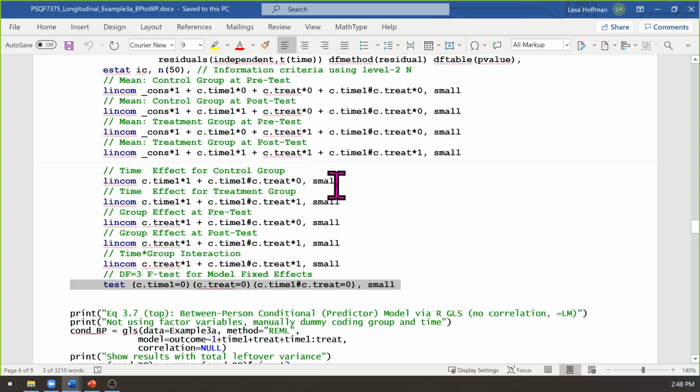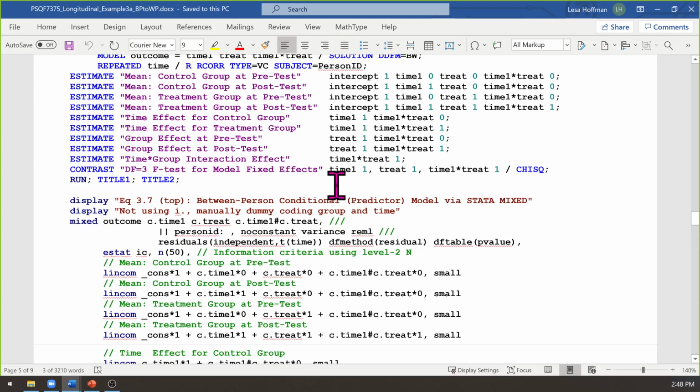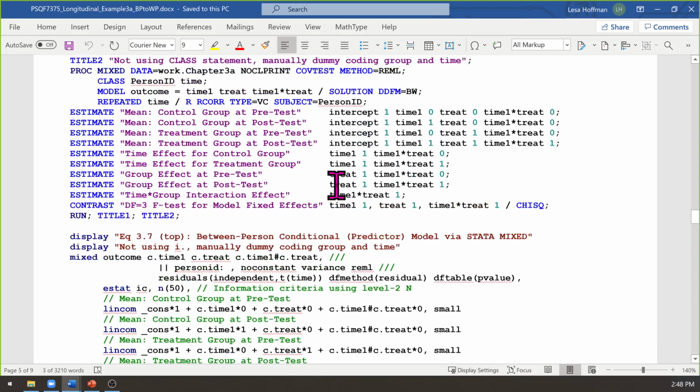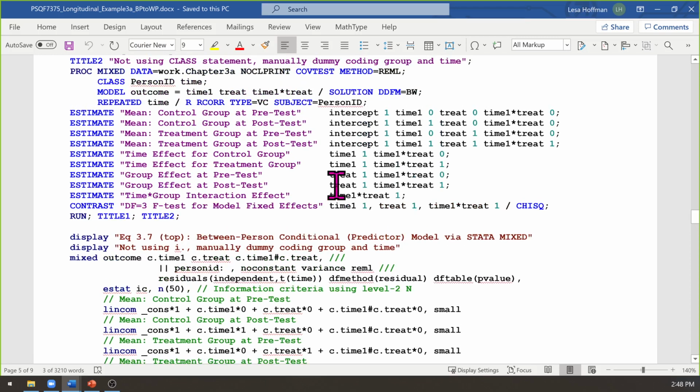Okay, so I know that this is sort of a lot of new code, but we'll get a chance to practice with it throughout the semester. Any questions on mixed in SAS or Stata up to this point?